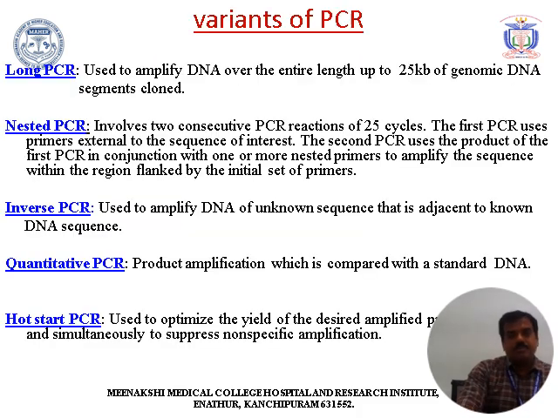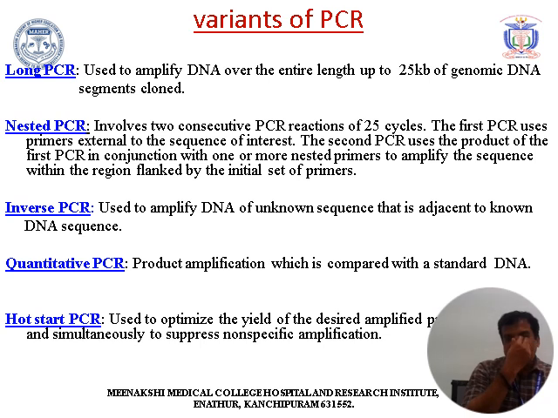Now these are the different types or variants of PCR, like long PCR, which is used to amplify DNA over the entire length, up to 25 kilobases of genomic DNA segments, and nested PCR, where 2 consecutive PCR reactions will take place, where the first PCR will get completed, and after that the product of the first PCR will be taken into the second PCR. The next one is inverse PCR, which is used to amplify DNA of unknown sequence that is just adjacent to the known DNA sequence.